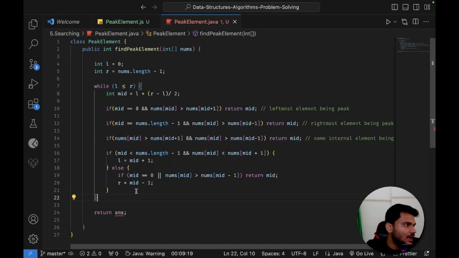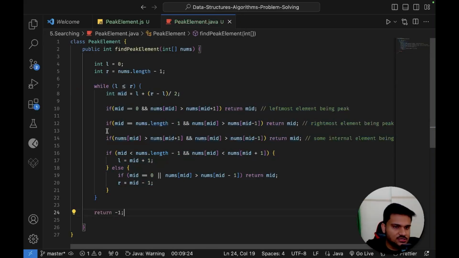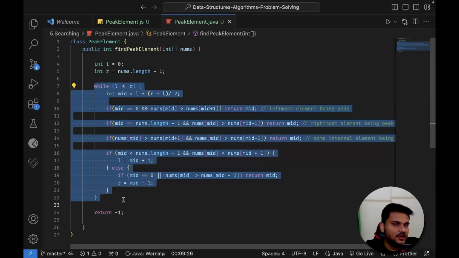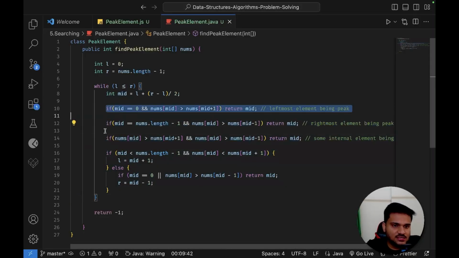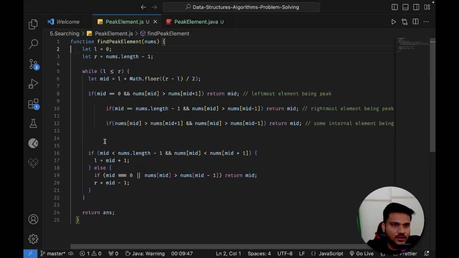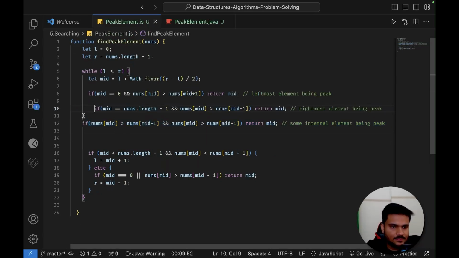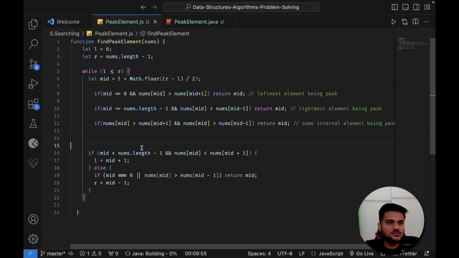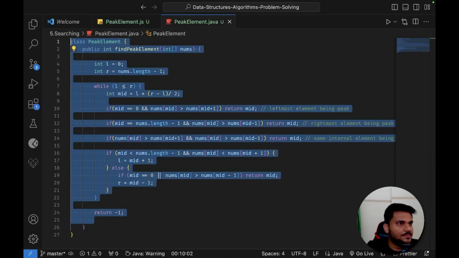And at last, you can just return, let's say, -1 or something, because eventually you will always be able to find a midpoint altogether. And if you are coding in JS, these same checks you can put here as well. Don't need answer as of now. So the same checks will work here as well. And that's how you can actually solve the problem of peak element.